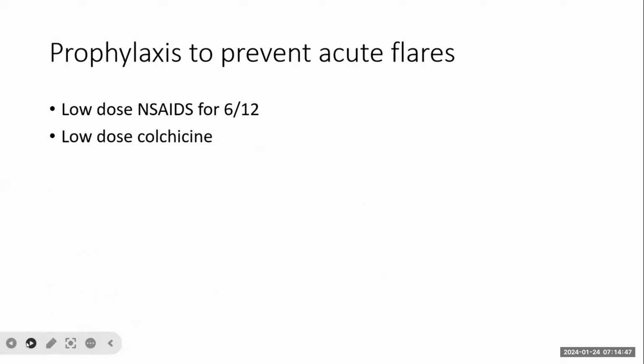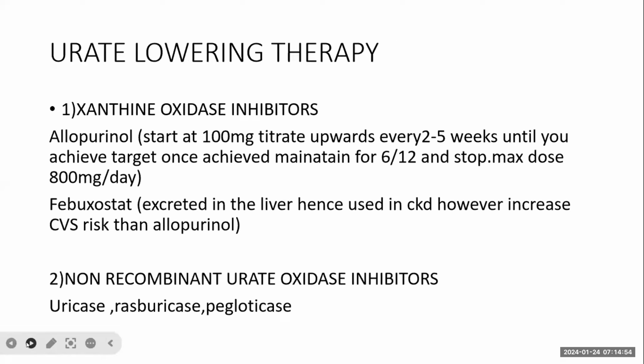So the second point is prophylaxis to prevent acute flares, where we place our patient on low-dose NSAIDs for 6 months to prevent flares, and low-dose colchicine also.